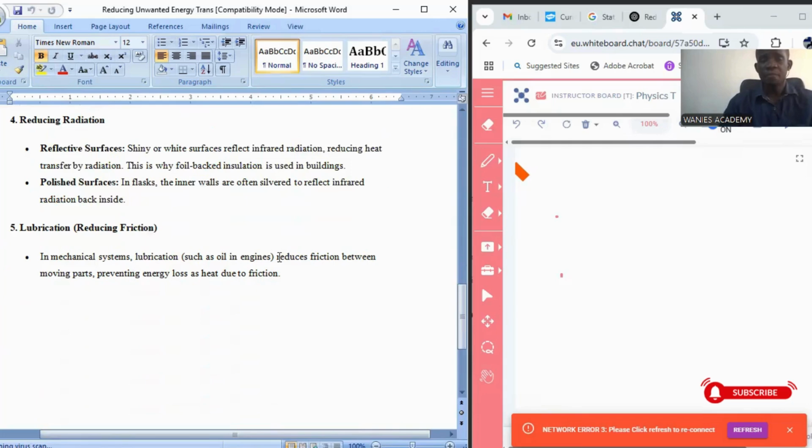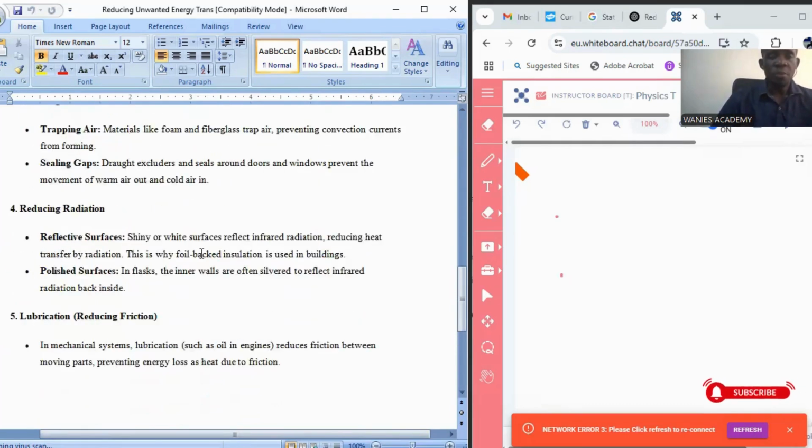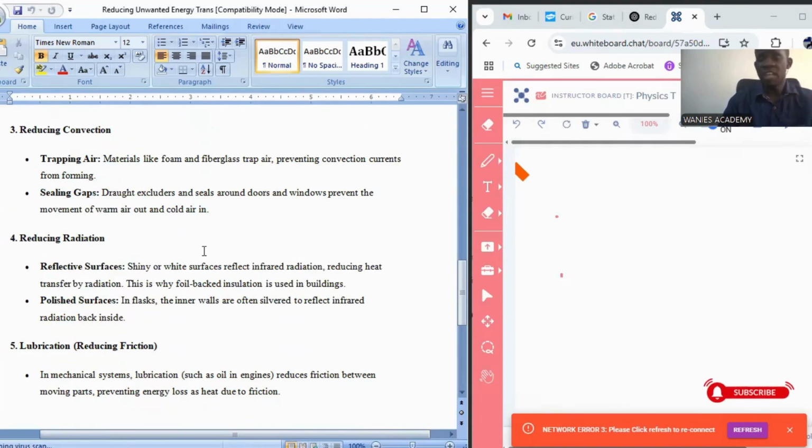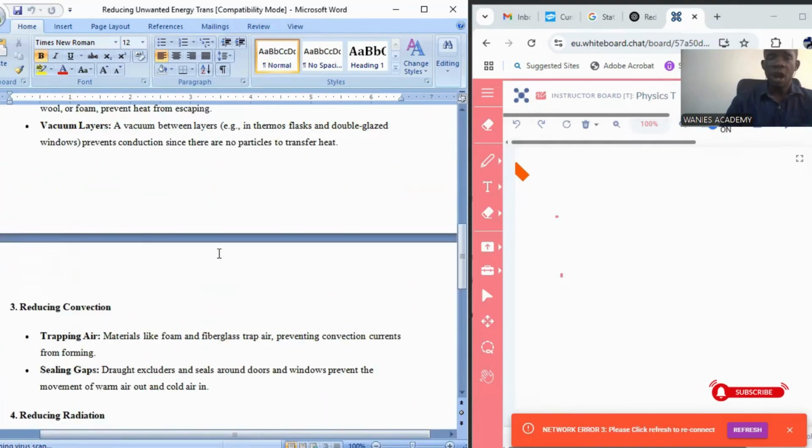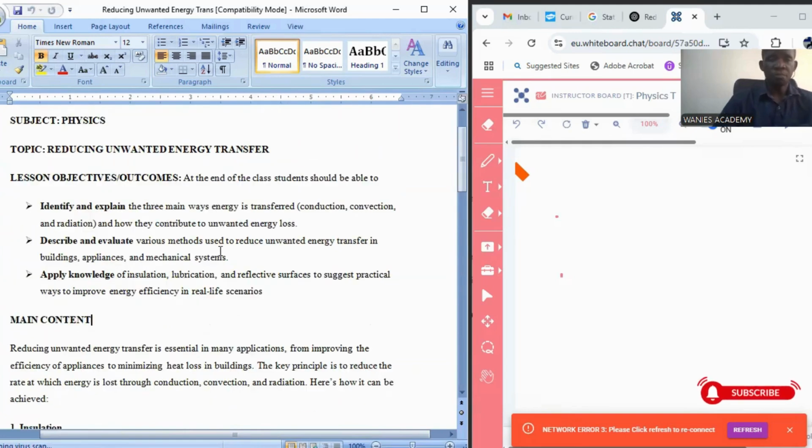So then lastly, unwanted heat can also be reduced by reducing friction. In a mechanical system, lubrication can be used to reduce friction. As a result of that, we reduce unwanted heat. So these are the 1, 2, 3, 4, 5 ways of reducing unwanted heat during the course of energy transfer.